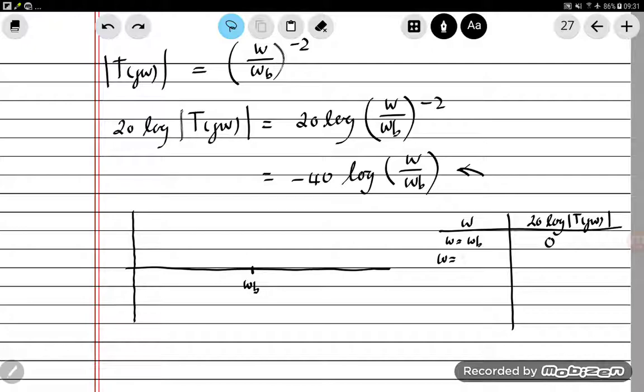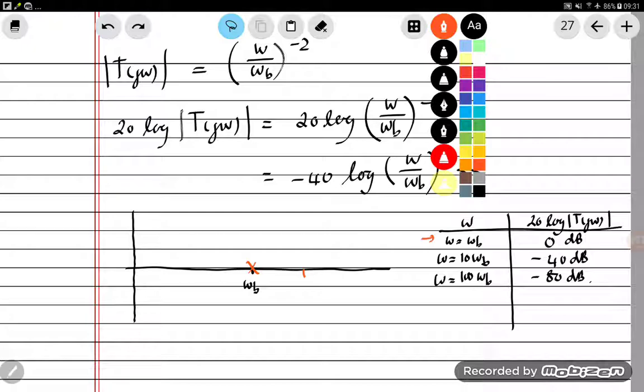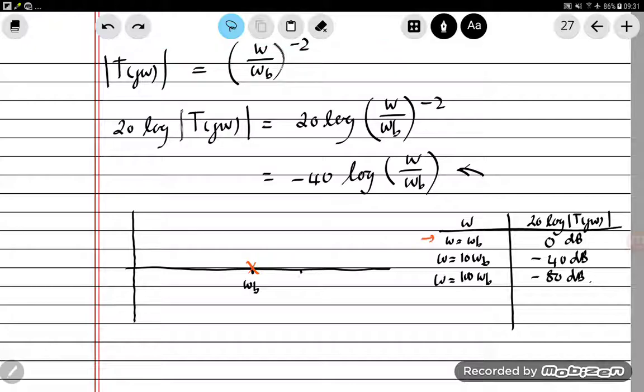When ω is equal to 10 times ω_b, well then it just becomes -40 log of 10, and that is just equal to -40 dB. And then when ω is equal to 100 ω_b, it just becomes -40 log of 100, and that is equal to -80 dB. Okay, and if we plot those points in our little graph, when ω is equal to ω_b, then our magnitude is 0 dB. Then 10 ω_b and then 100 ω_b.